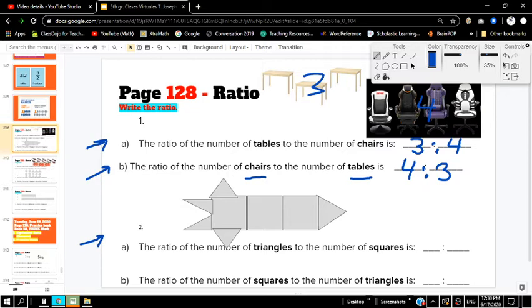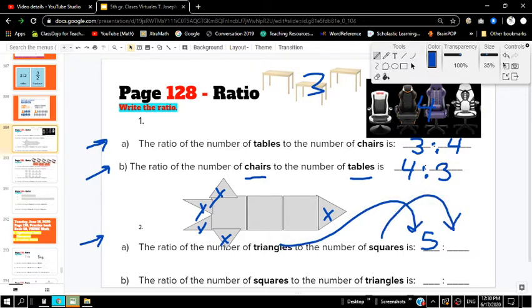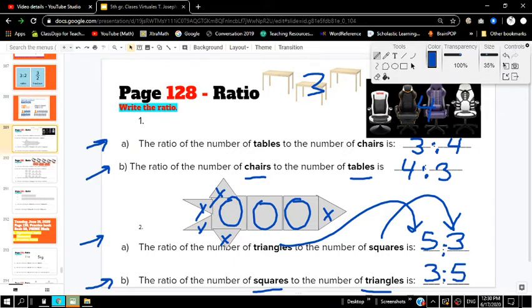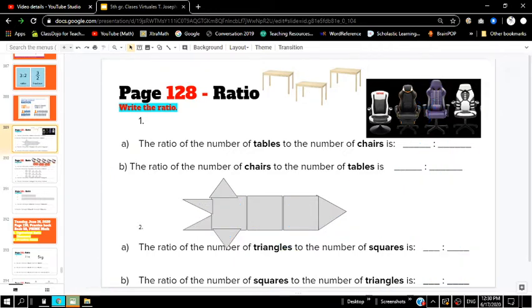Number 2 says, what is the ratio of the number of triangles to the number of squares? Well, let's count the number of triangles. 1, 2, 3, 4, 5. 5 triangles. And the number of squares? 1, 2, 3. 5 to 3 is your ratio. Again, remember you put that colon right in the middle of the two numbers to separate the proportion. What about letter B? Well, it's just the opposite. The ratio of the number of squares to the number of triangles is 3 to 5. Good. Pretty simple. We're just counting, right?